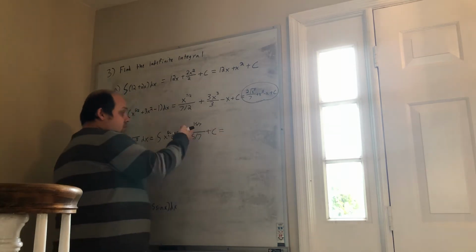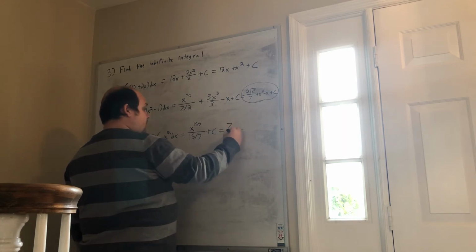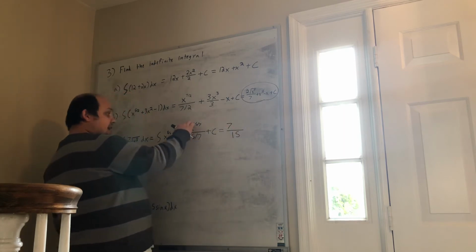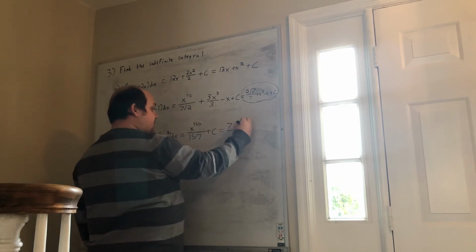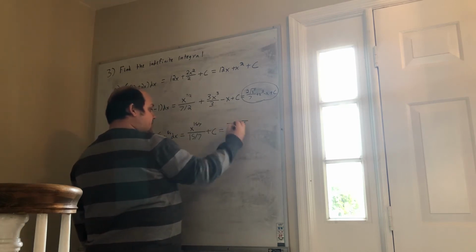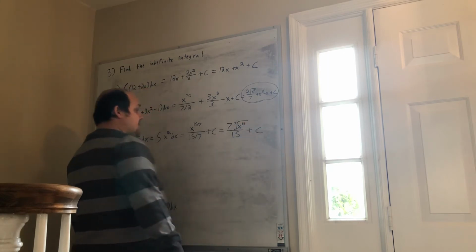Cleaning it up a little, flip and multiply. 7 over 15. This is x to the 15th power under the 7th root. And then we always need that plus c constant of integration.